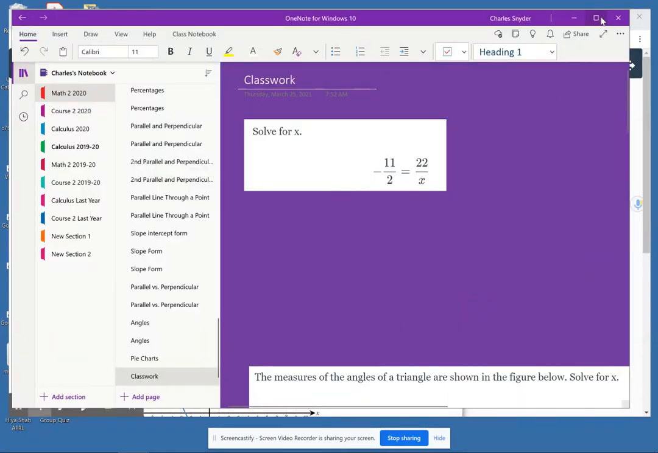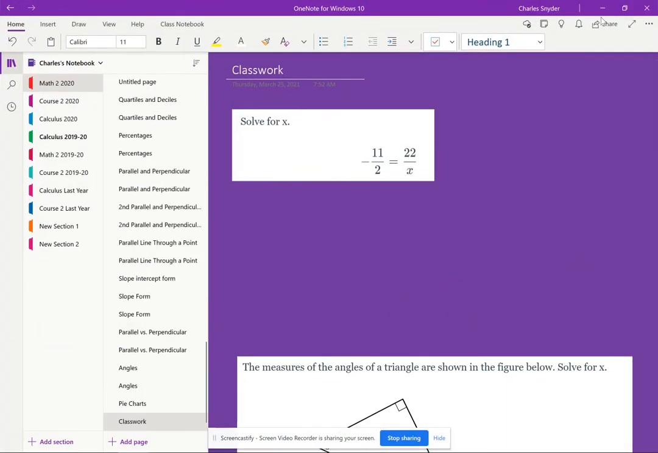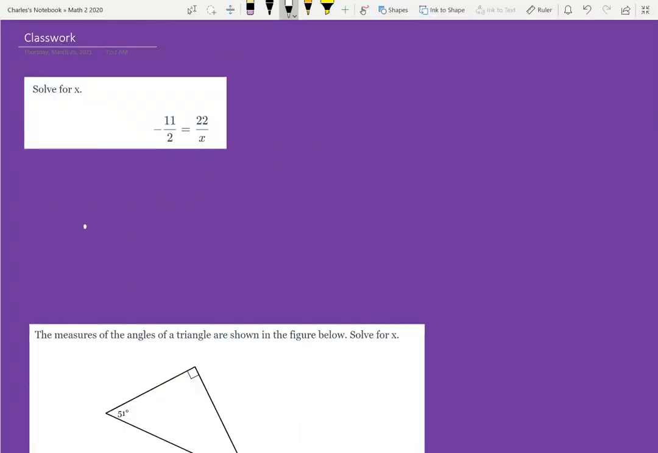All right, so a quick overview of the tasks that you have today. Some of them go back a little ways. Some of them are the new stuff. The first one is proportions.